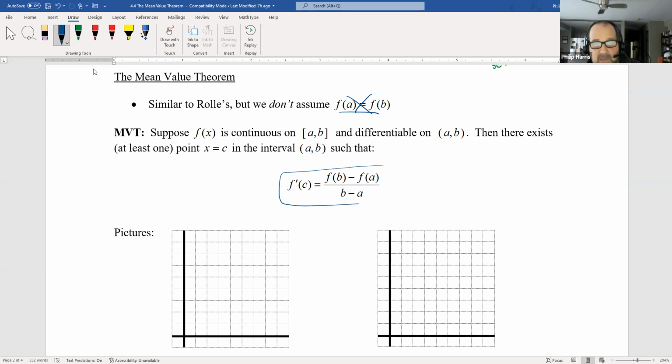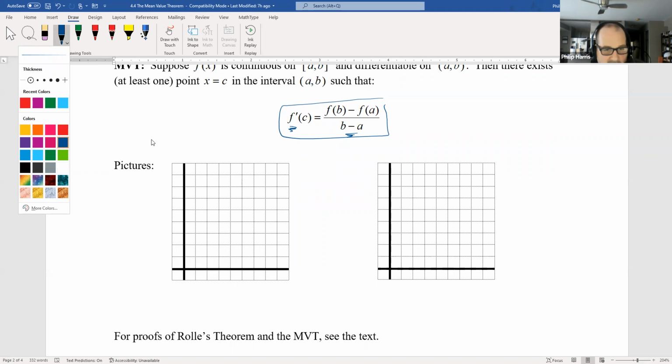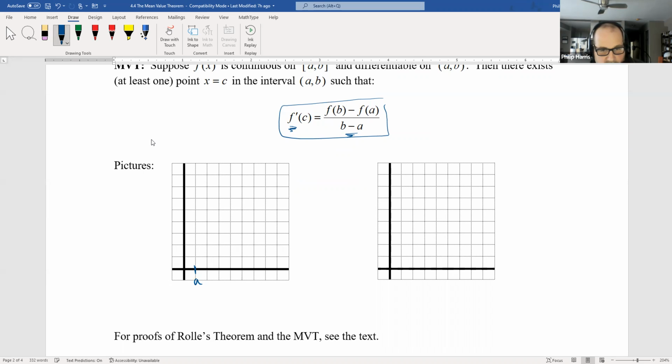And again, notice what this says. This says tangent slope equals secant slope. This is secant slope from the beginning to the end of the interval must be equal to the tangent slope somewhere in the middle. So again, a picture worth 1,000 words here. Let's draw a couple possibilities. Here, let's say here is our interval from a to b. And let's suppose we have a function now. It starts here. Let's say it ends over here.